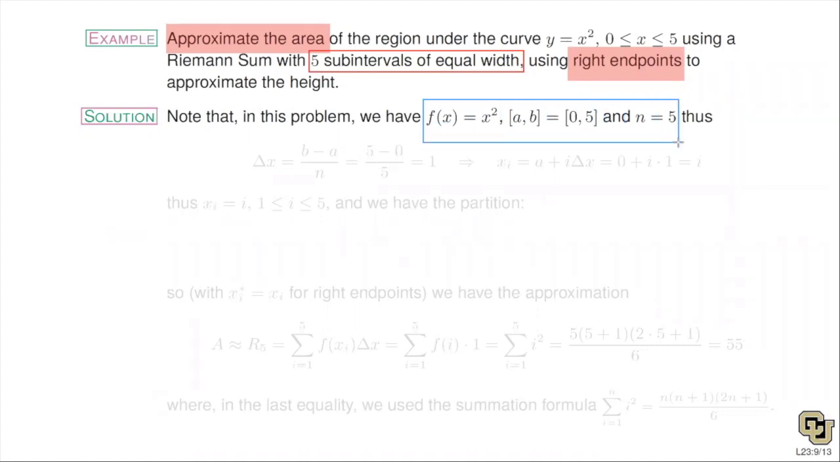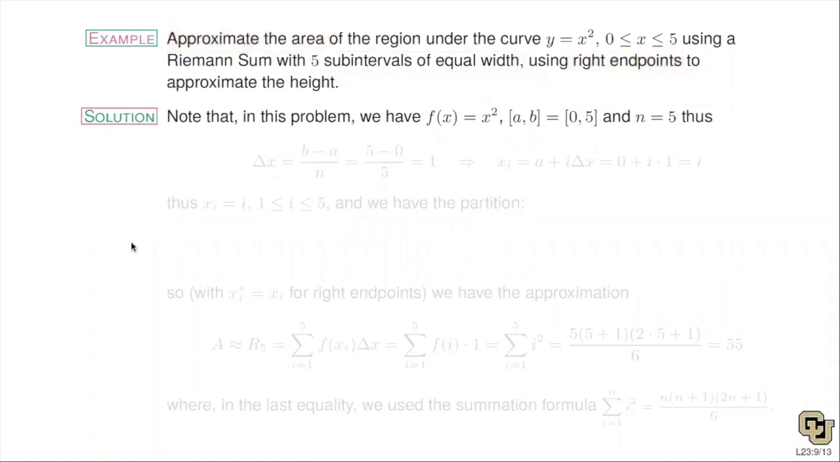So with those 3 pieces of information, I'm ready. I can start by calculating delta x. Delta x is the length of the interval that we're going to divide into 5 equal pieces. So 5 minus 0 is the length of the interval, divided by 5. I get delta x is 1.